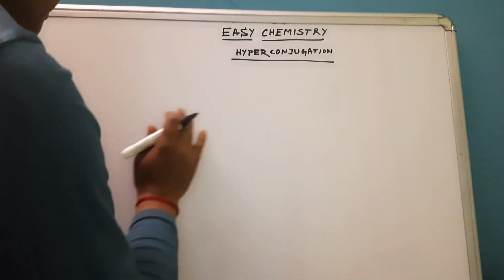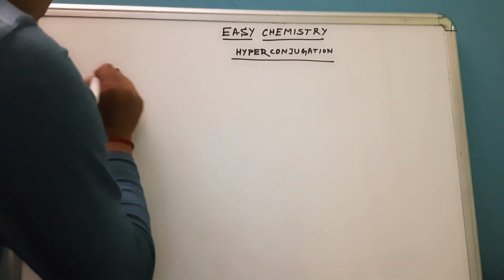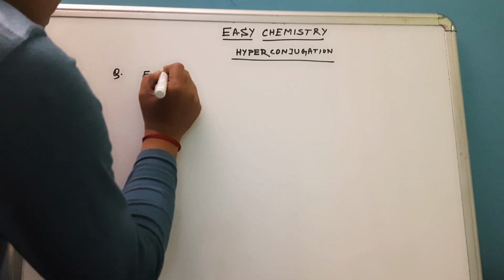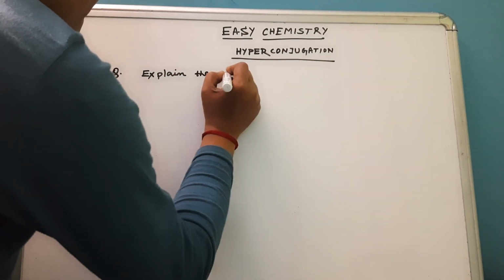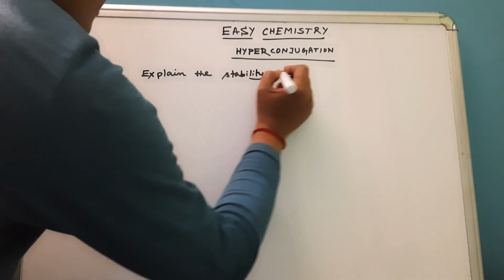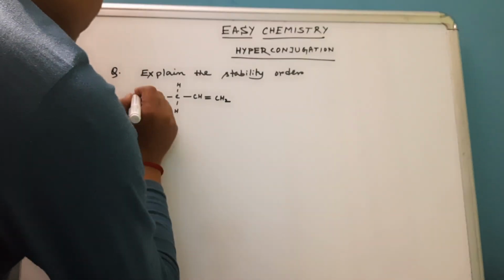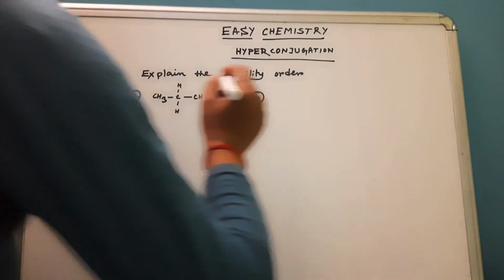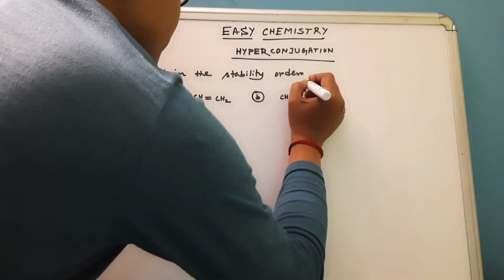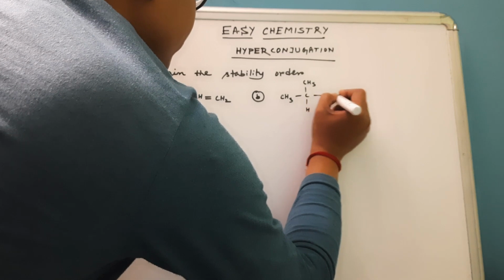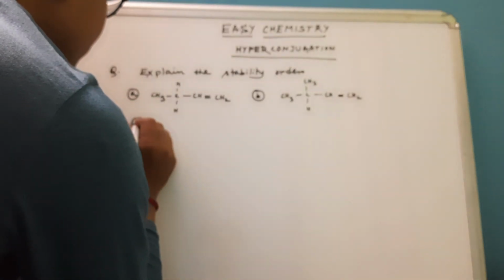Look, say our question: explain the stability order of these structures. A is CH3, CH2; B is CH3; C is CH3, CH2.